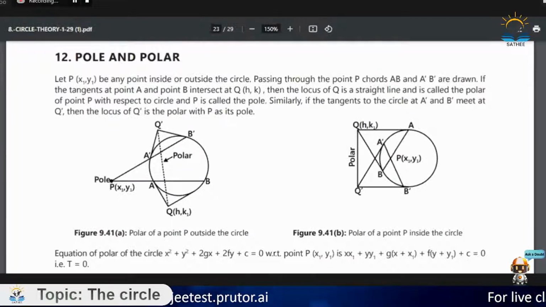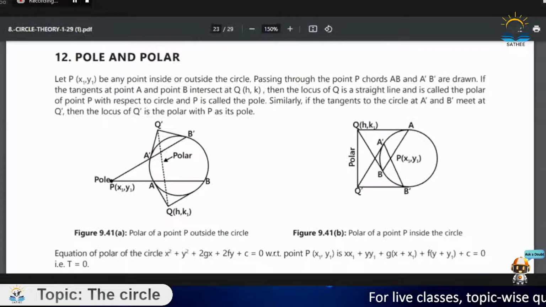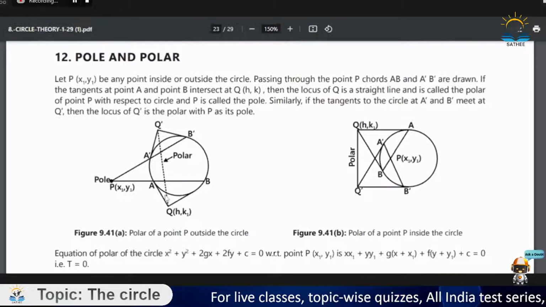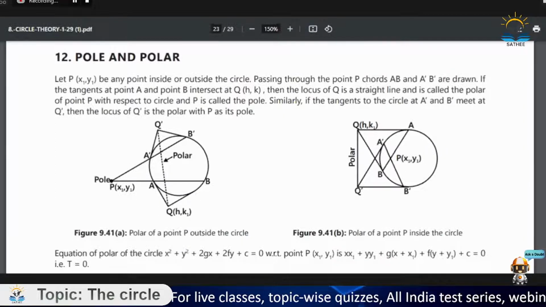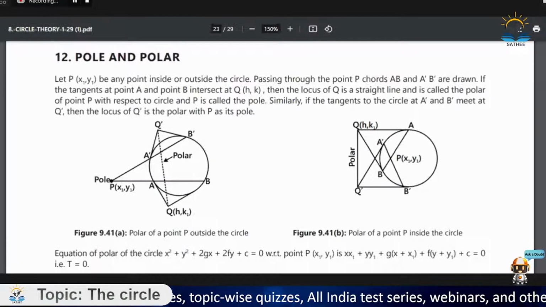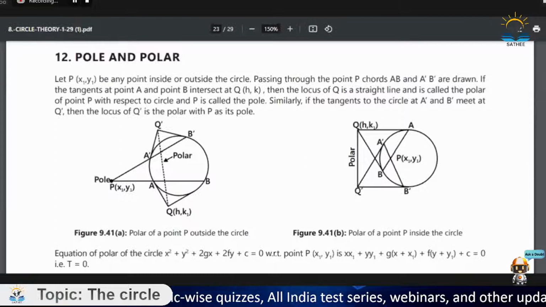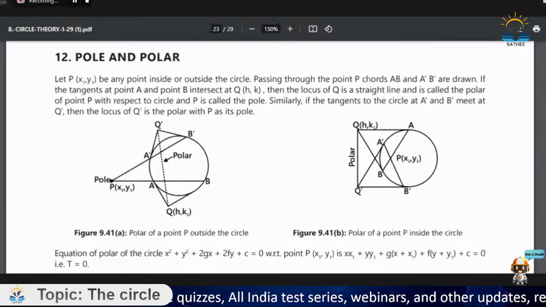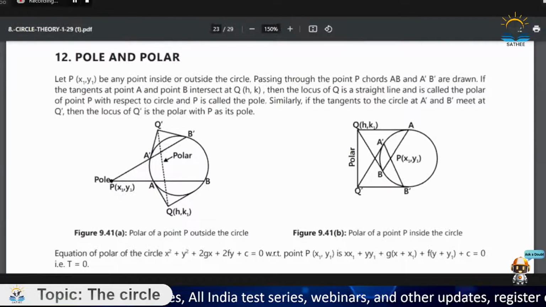If the tangents at point A and point B intersect at Q, then the locus of Q is a straight line and is called the polar of point P. Okay. So basically this is a point P, and we draw a secant as this, and we draw another secant as this. So AB is a chord and A dash B dash is another chord.